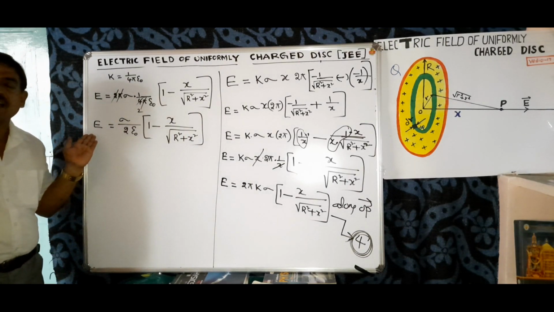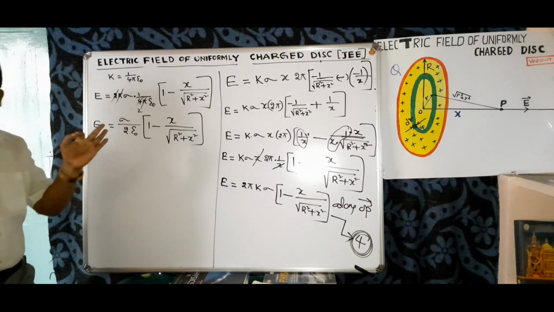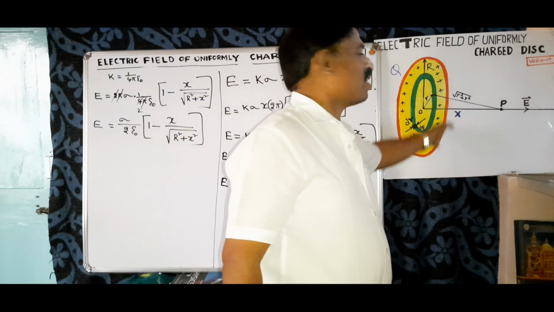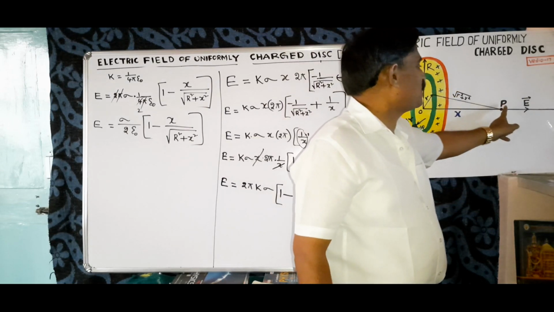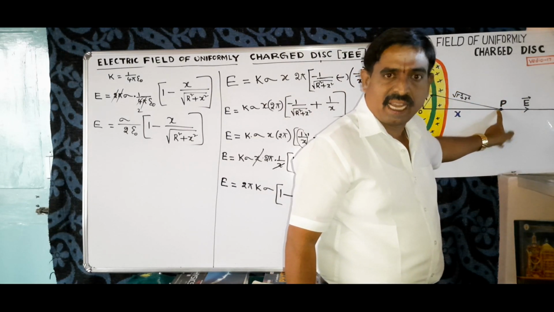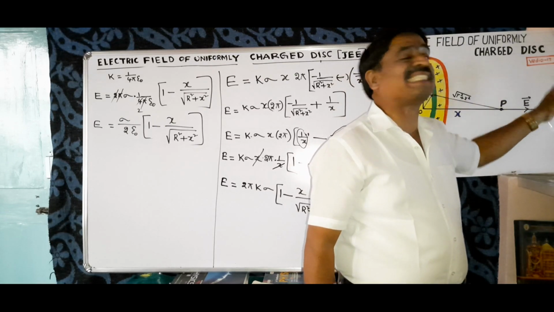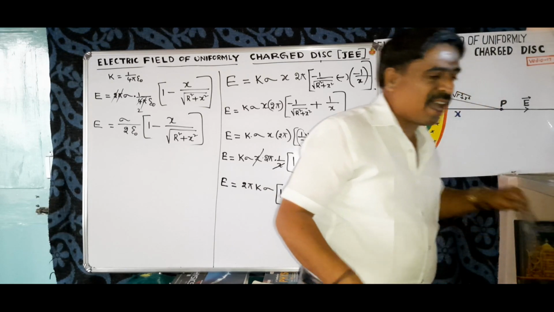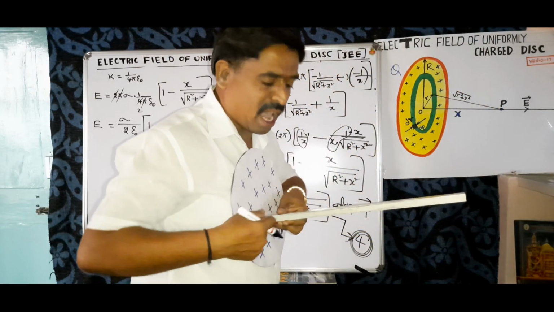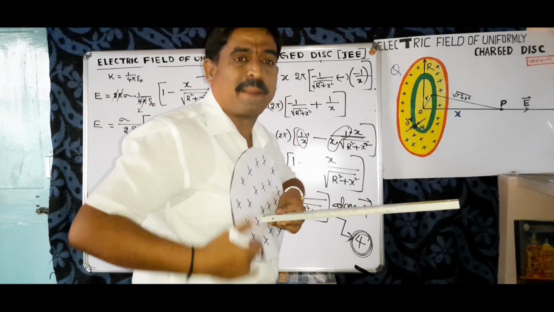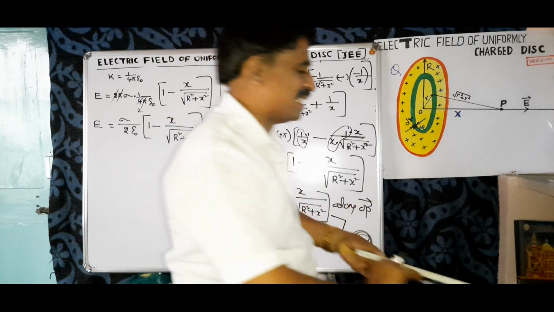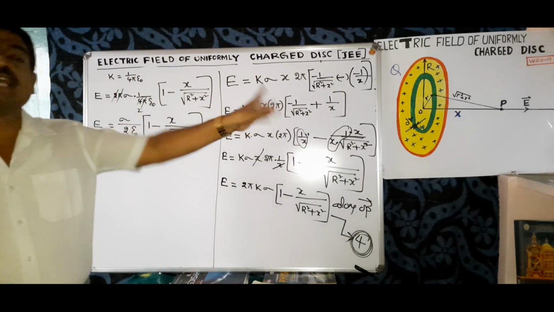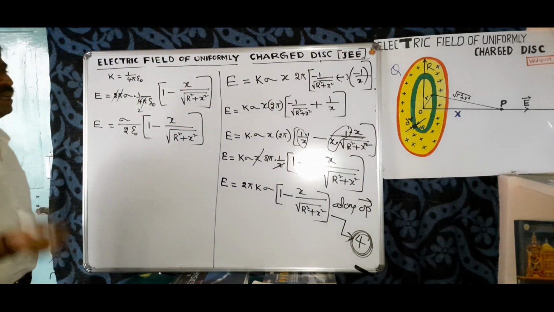Now this is the intensity of electric field due to the entire charged disk at the observation point P, which is on the axis of the circular disk. This axis is perpendicular to the plane of the disk. Now this is the intensity of electric field formula on the axis of the circular disk.